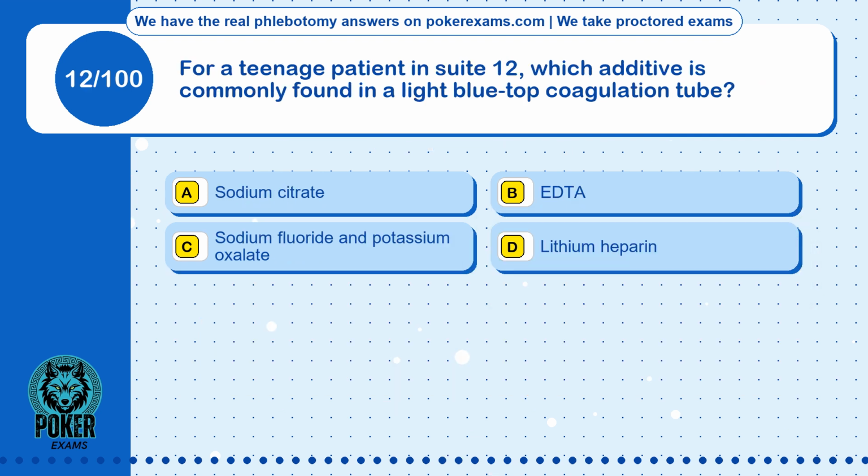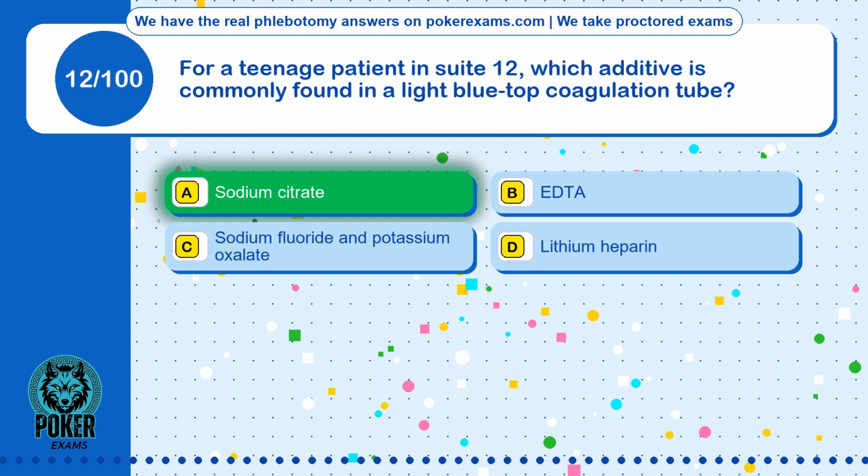Question 12. For a teenage patient in Suite 12, which additive is commonly found in a light blue top coagulation tube? Option A, sodium citrate. Option B, EDTA. Option C, sodium fluoride and potassium oxalate. Option D, lithium heparin. The correct answer is option A, sodium citrate.